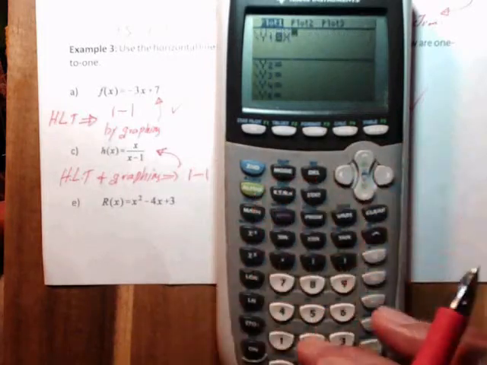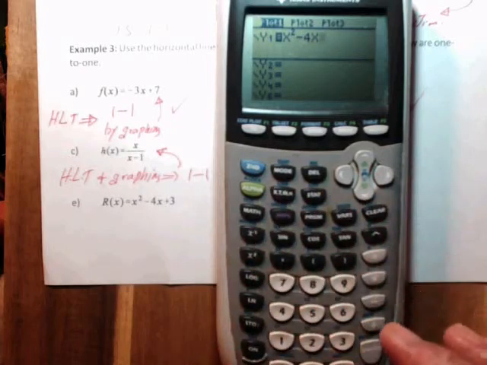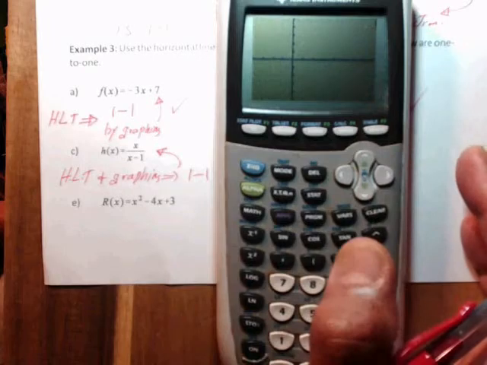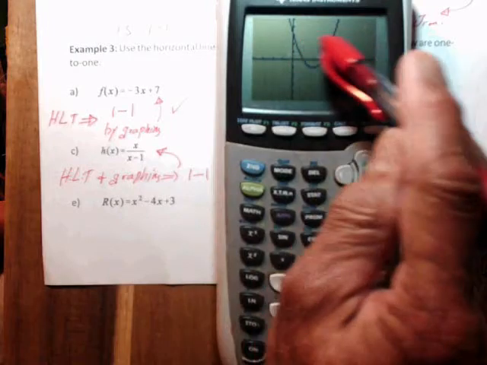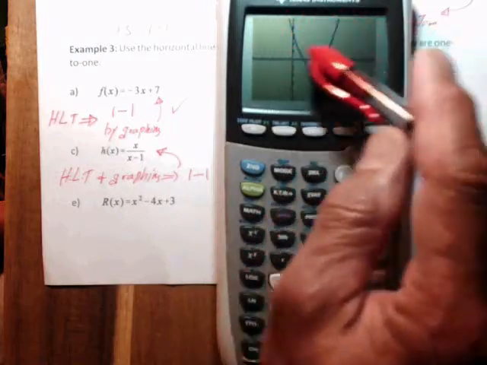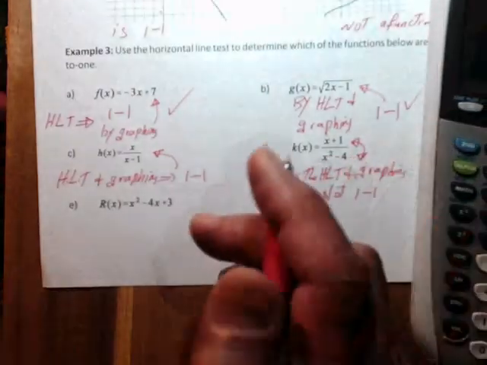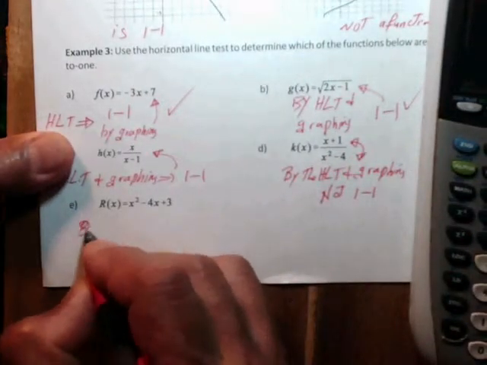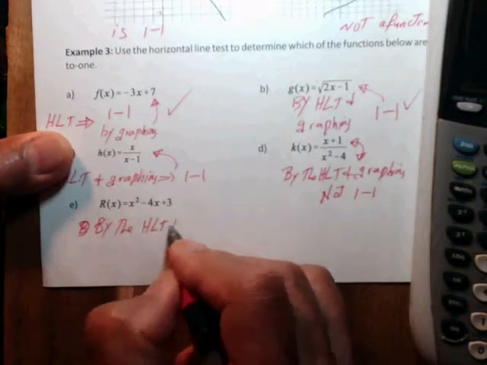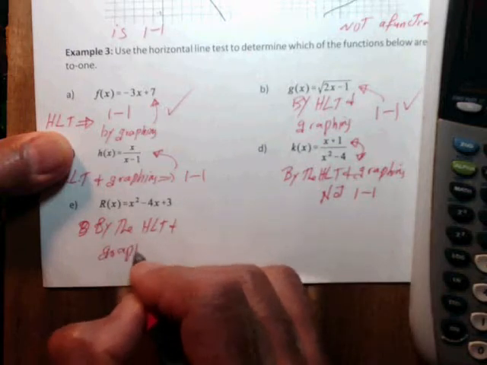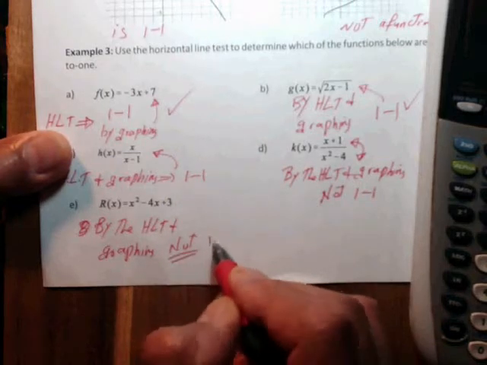x to the power 2 minus 4x plus 3. Let's see what the window is. There we go. This is not 1 to 1 because you see, the horizontal line test intersects at more than 1 point. So this is not 1 to 1. So again, by the horizontal line test and graphing, not 1 to 1.